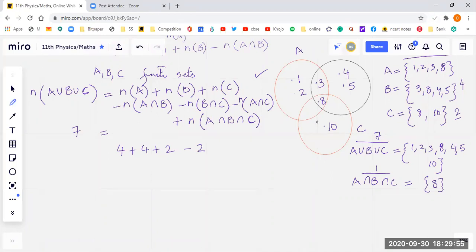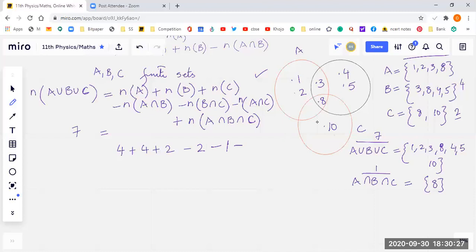Correct. Minus number of elements in B intersection C. B and C, how many elements are common? B has 3, 8, 4, 5. C has 8 and 10. So how many elements are common? Only 8. 1 element, perfectly right. Now minus number of elements in A intersection C. Common in A and C.